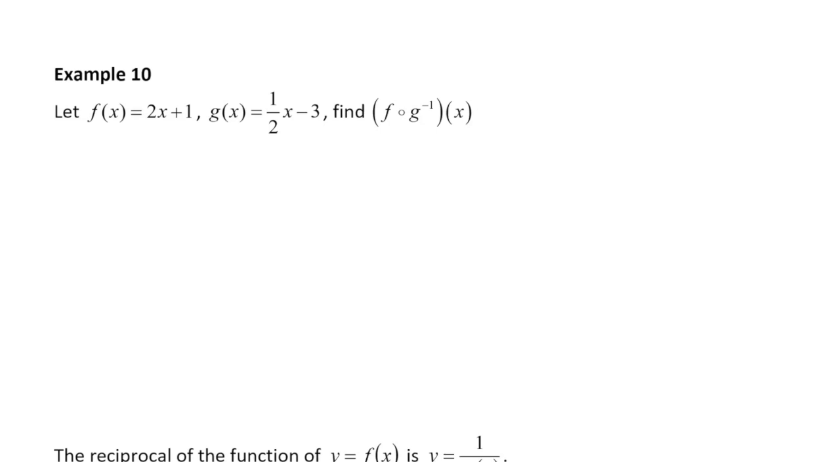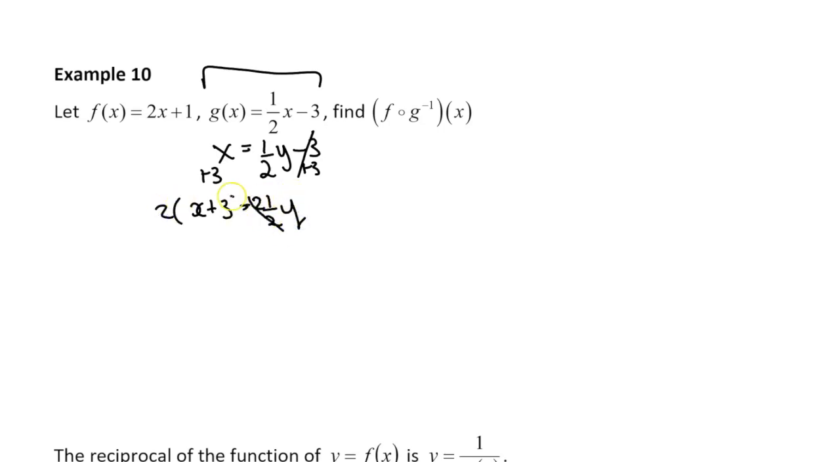So let's not even worry about the question yet, but let's take a look at this right here, and let's switch x and y, and let's resolve for y. Times both sides by 2. And 2x plus 6 is going to equal the inverse of g of x.